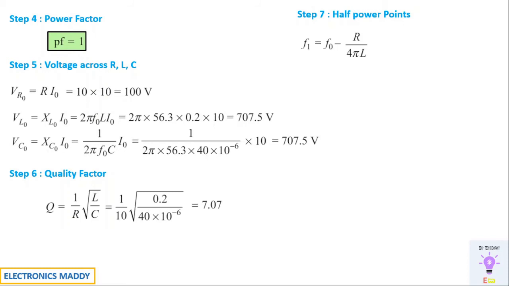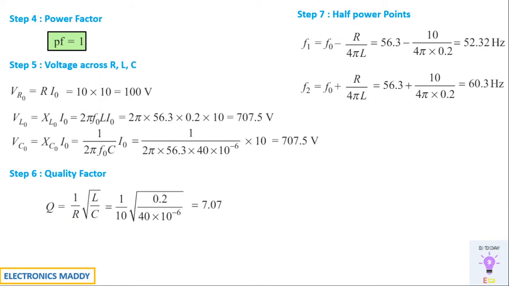So we'll pretty much apply the same formula with respect to the first problem that we have solved. F1 is equal to F naught minus R by 4 pi L. Substitute the values of these, you'll be getting 52.32 hertz. Again, F2 is equal to F naught plus R by 4 pi L. Substitute, you'll be getting 60.3 hertz. So our final step is to draw the phasor diagram at resonance.